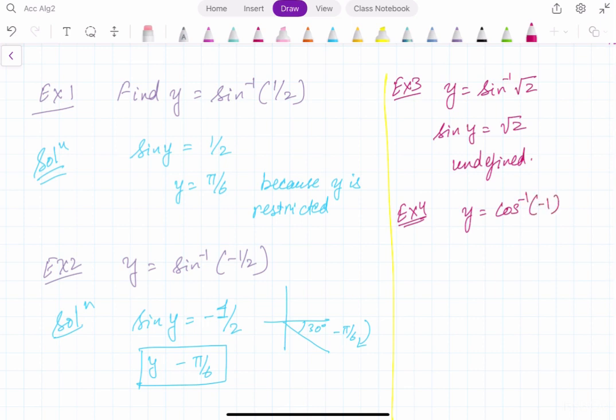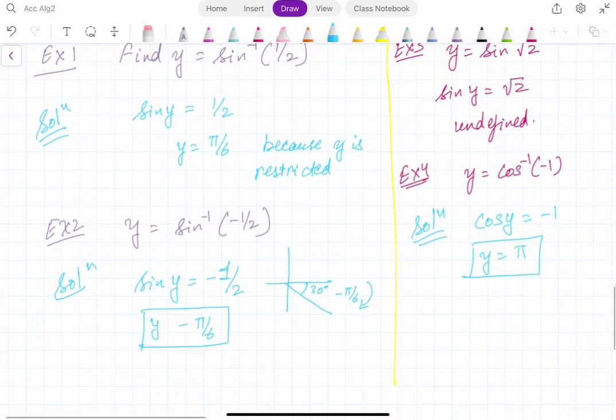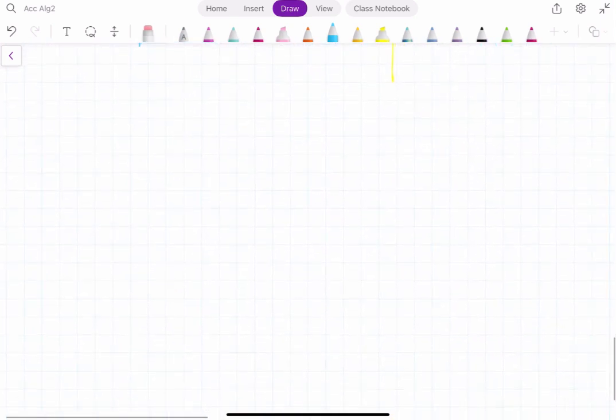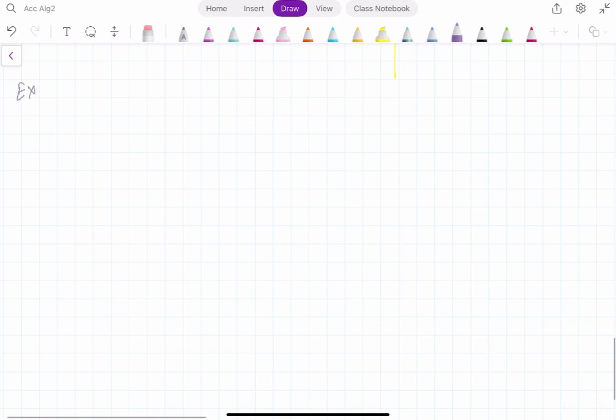Now we have cos inverse of negative 1. Cos y, that means what angle y will give you the value of negative 1? Negative 1 will happen at, remember for cos it is quadrant 1 and 2, so quadrant 2, which is pi. Let's take one more example.